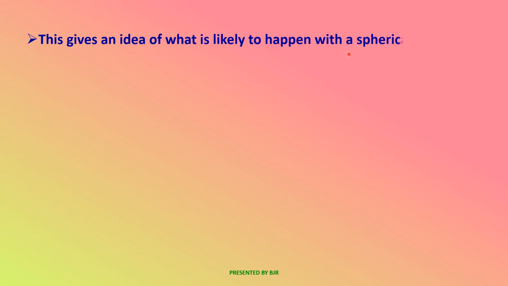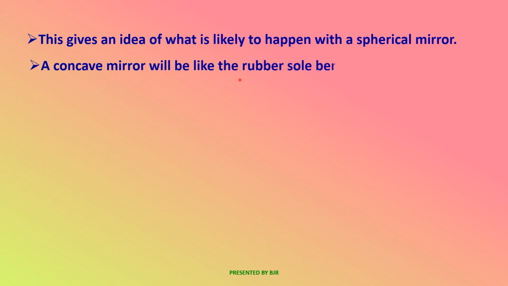So this gives an idea of what is likely to happen with a spherical mirror. You see here, a concave mirror will be like the rubber sole bent inwards like this. This is a concave mirror. The mirror will be like this. This is not the concave mirror, but the shape of the concave mirror will be like this.